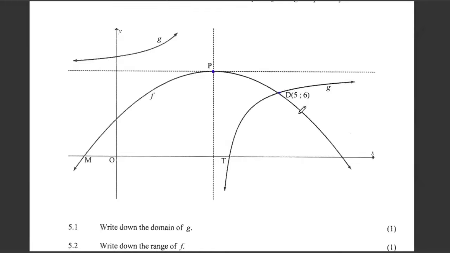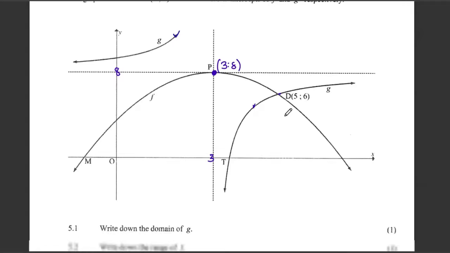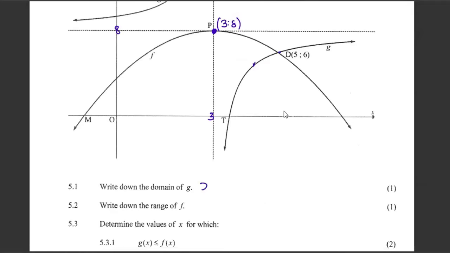Then write down the domain of g. At this point where the asymptotes are meeting, it's going to be a positive 3 and a positive 8. So P is the same as (3, 8). The domain of this hyperbola is the x values. So x needs to be an element of the real numbers, but x should never be 3.